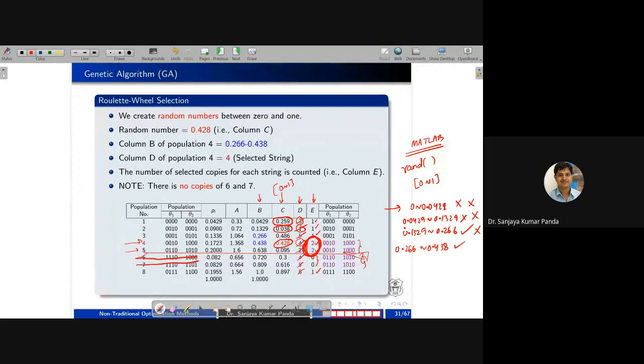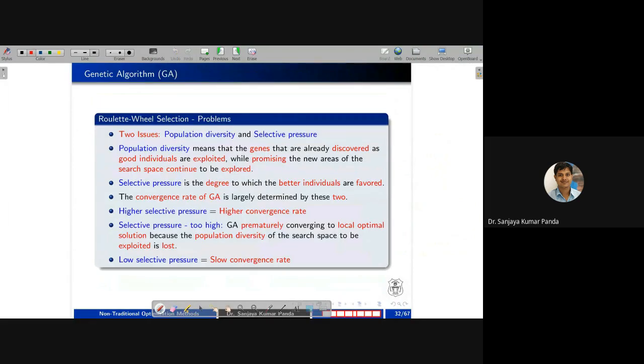Okay. So I hope it is clear, roulette-wheel selection. But the problem with roulette-wheel selection is that there are two issues with respect to this one. One is called population diversity. Another is called selective pressure. What population diversity says is that sometimes we are favoring good individuals and we are discarding those who are not good individuals, right? So we are thinking that picking the good individuals is a benefit for us to find the solution in a much better way. But sometimes you will face a problem. Similarly, if you apply high selective pressure, the convergence rate is higher. Okay, if you put low selective pressure, then definitely the convergence rate is slow. So you have to make a proper trade-off, right? What you have to apply to avoid this type of problem.